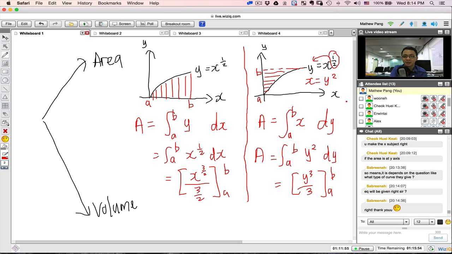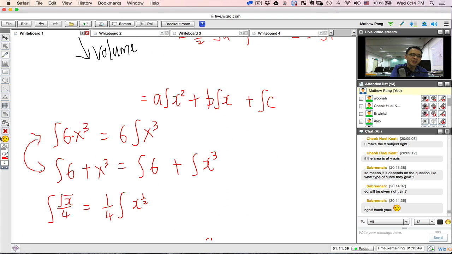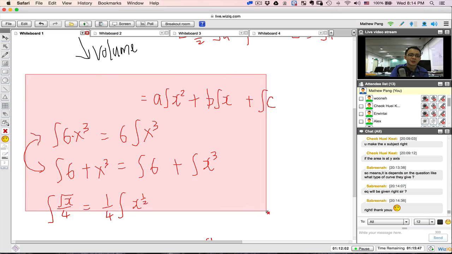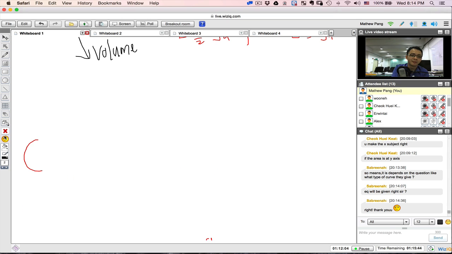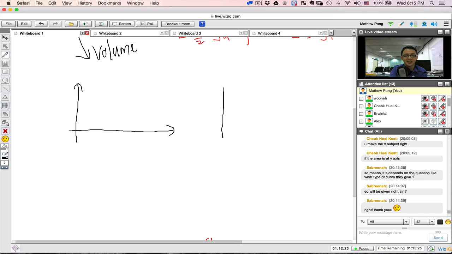Alright. Okay. Then we move on to volume. Volume is similar to the area. And actually, I never remember the volume formula, because a lot of students suddenly ask me about the volume formula, but I kind of understand it. So over here, I'm going to do the same thing again, just to give you some simple idea about what will happen for volume.